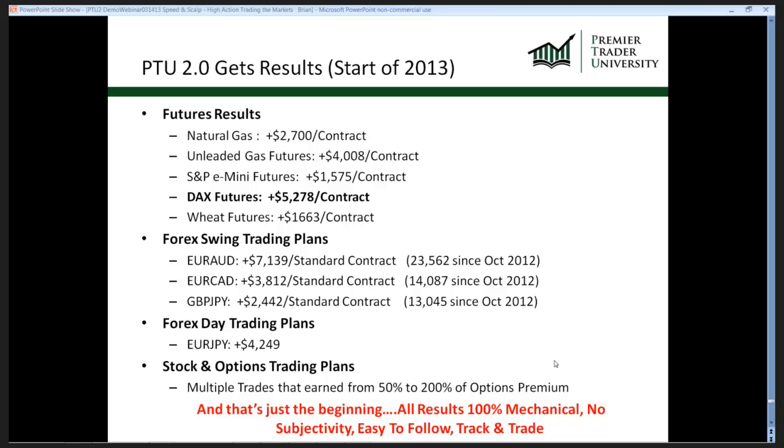When it comes to making an investment like this, I always like to think about how quick is my payback. I shared the results that are right off our member site with you earlier. But think about it this way: look at natural gas, $2,700 per contract. Trading one contract, you're going to get almost all the course back, depending on what level you come in at. Unleaded gas more than paid for the course with one contract traded. S&P E-mini, if you trade a couple contracts there, you're again at the full price of the course.